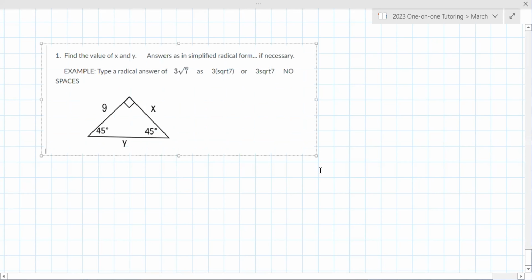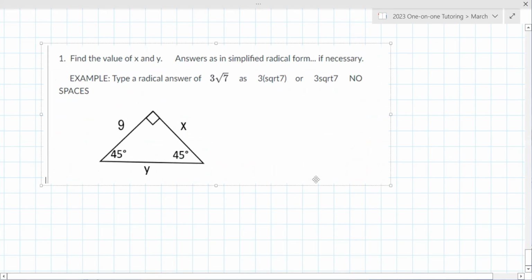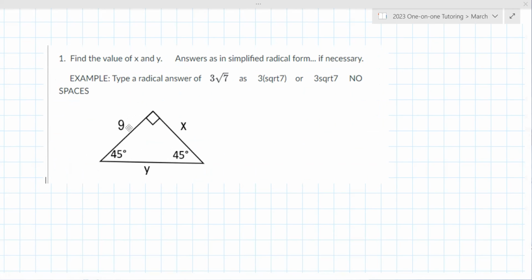All right, so the nice thing here is this is all review. This is all stuff we have done, so we're going to be through this in no time. In the first question, they do want the answers in radical form. They're giving you a 45, 45, 90 triangle. Very important. That means that the legs are the same. So X is 9.